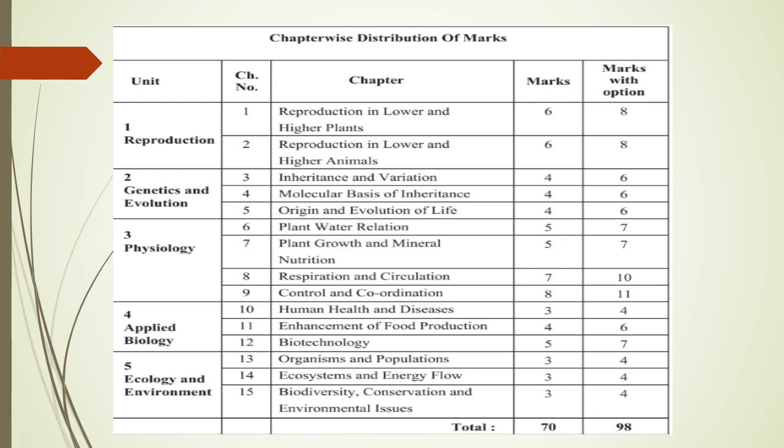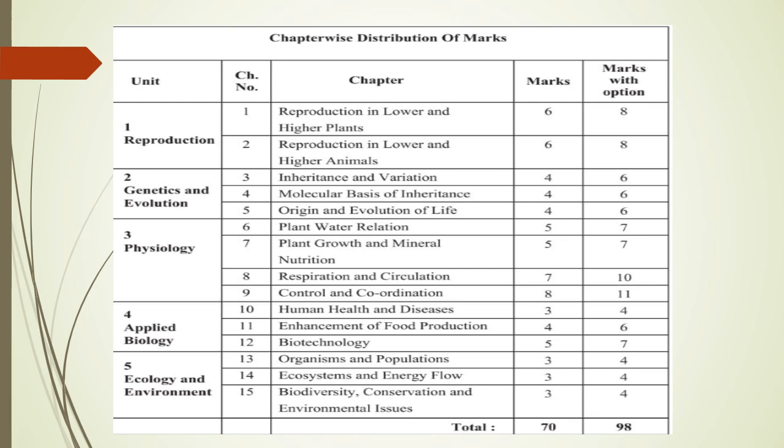Then we have biotechnology, which is for 5 marks. An upcoming field is biotechnology, which touches each and every sphere of our life, one of the important fields in biological sciences. Then chapter number 13 is organisms and population, where it is worth 3 marks only. Ecosystems and energy flow, again 3 marks. Biodiversity, conservation and environmental issues, again for 3 marks.